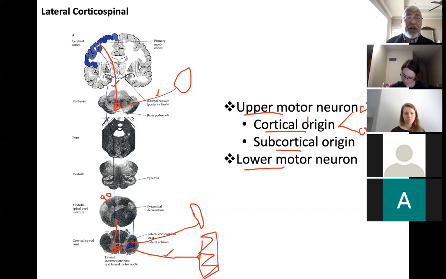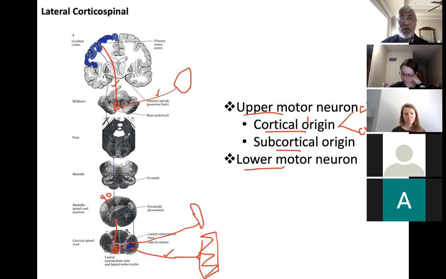Why do we call it corticospinal? Because it began at the cortex and went all the way to the spinal cord. Now this one begins at the cortex and didn't go to the spinal cord. Can we call it corticospinal? We cannot, because it didn't even reach the spinal cord. How far did it come? It came to a brainstem nuclei. So we call it corticonuclear.